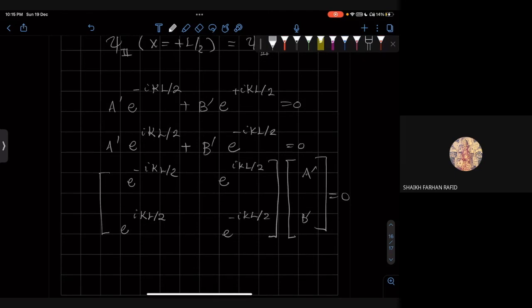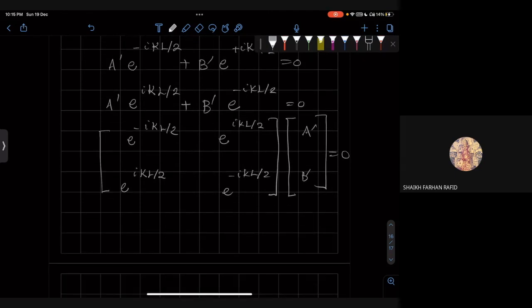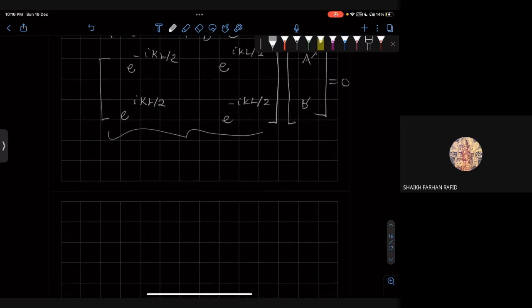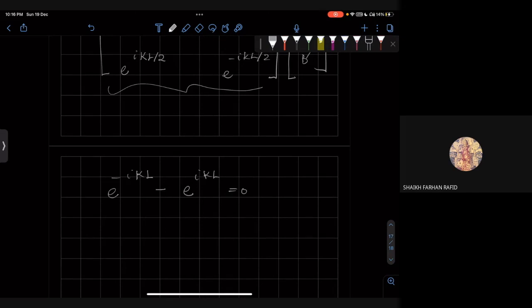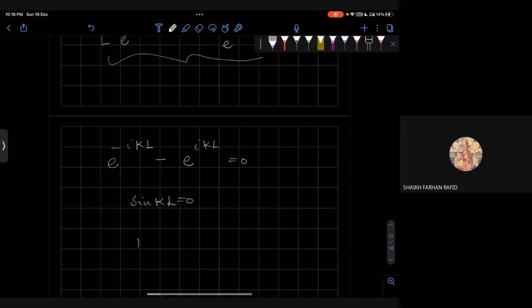So we want a non-trivial solution to this equation. That means that the determinant of this matrix must be 0. If I write that out, it means e to the power minus i kL minus e to the power plus i kL must be 0. And this means that sine of kL must be 0. That means kL must be n pi, where n is an integer. Okay?